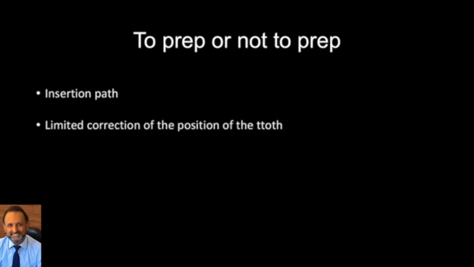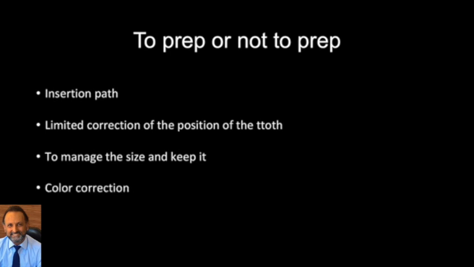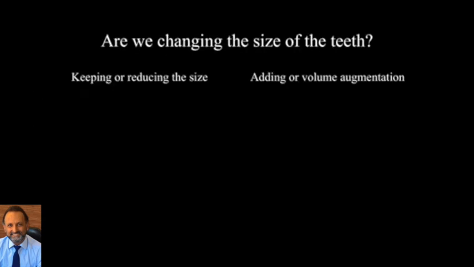Limited correction of the position of the tooth, definitely if you need to do so, you need to have a limited correction of the position of the tooth, not much, because you need to still be in the enamel. You need to manage the size. If you're going to prep or not, it will depend if you're going to keep the size of the tooth or you're gonna extend the size of the tooth. Color correction, finish line. You'll definitely need to have a finish line for the lab to have a good job and to know where it's in.